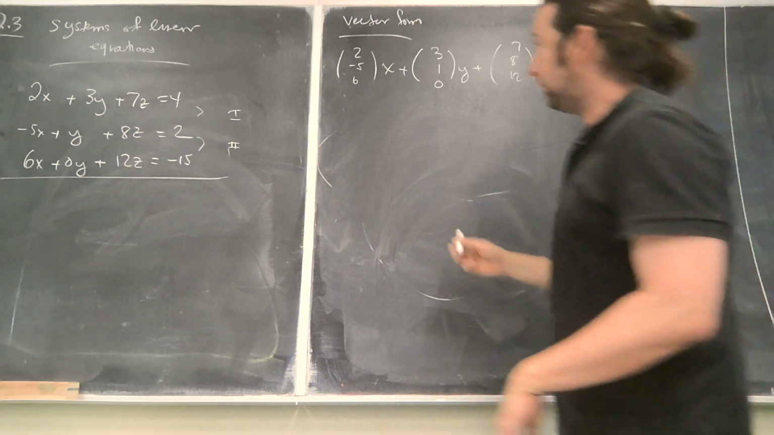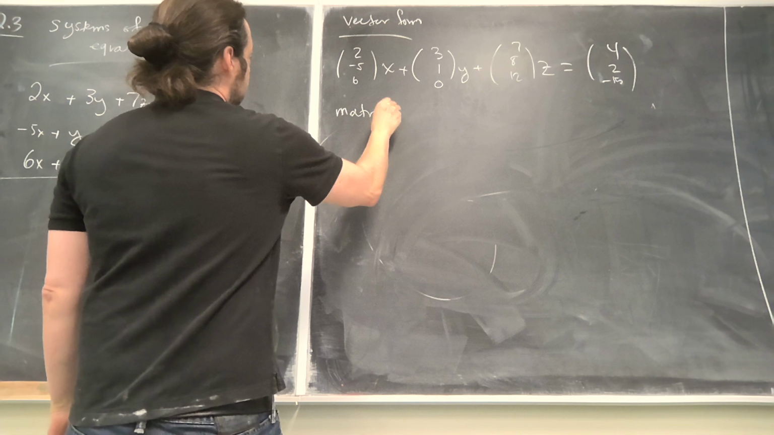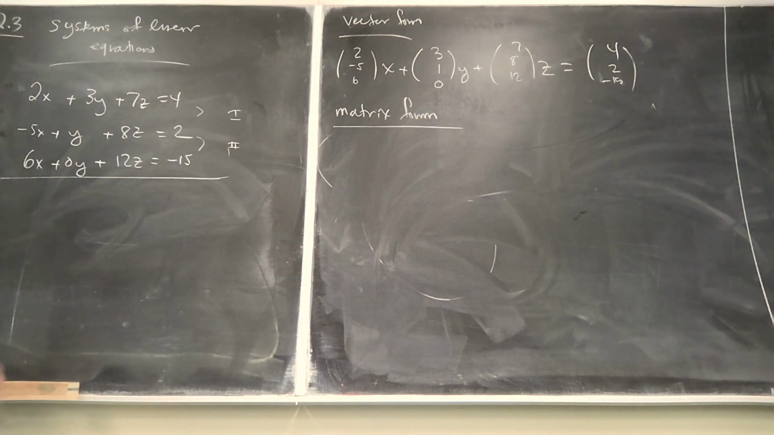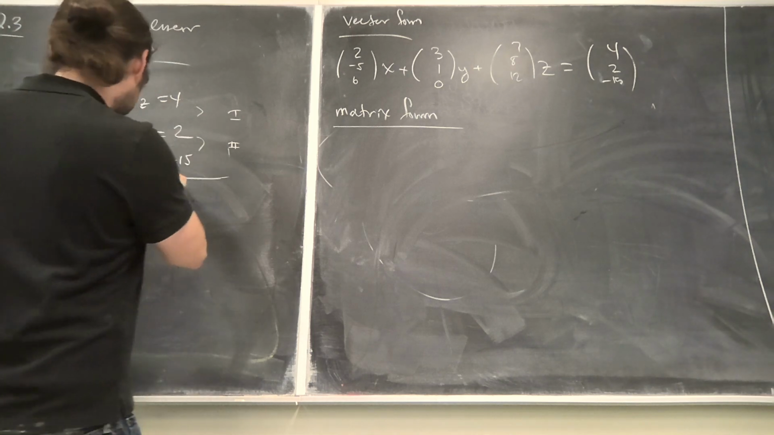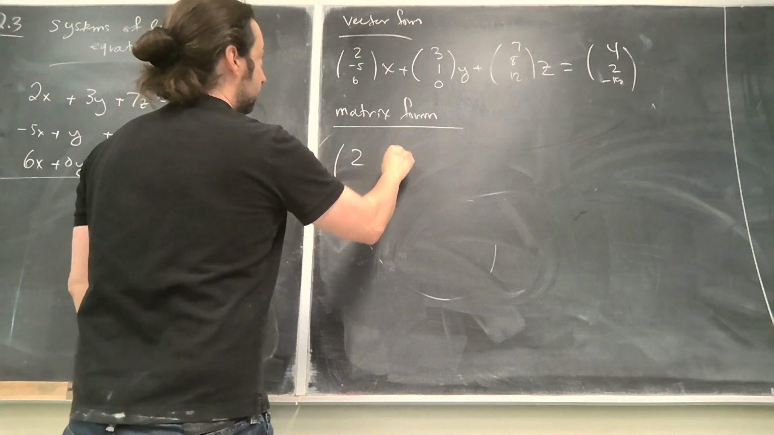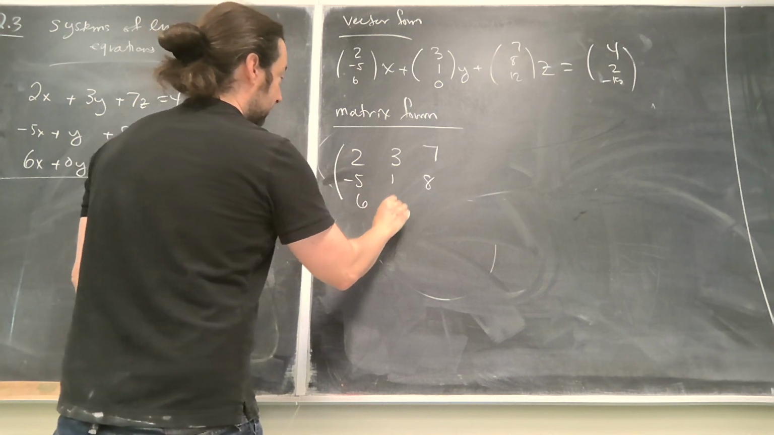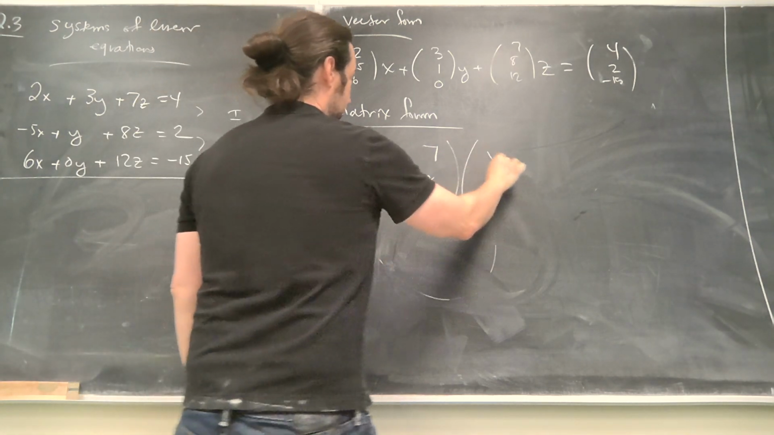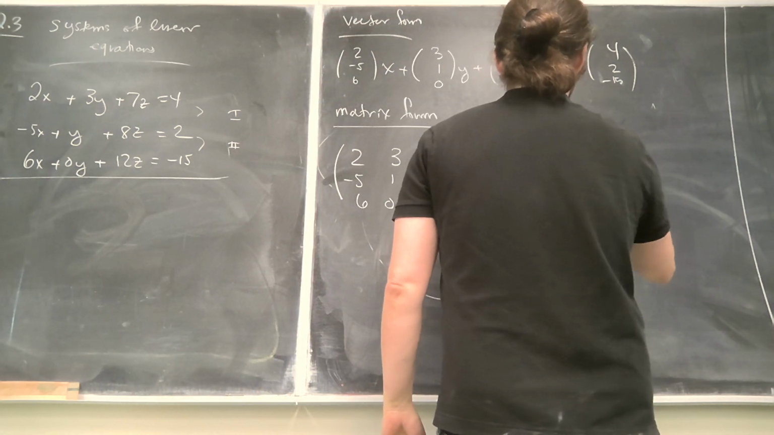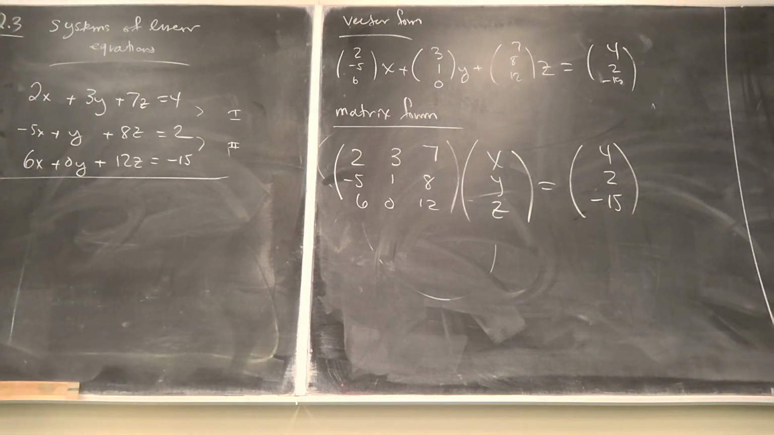The other thing we could do, now that we know about matrix multiplication, is we can put this into matrix form. So in matrix form, I could observe that this same setup, or this vector equation, has the same answers that this does. 2, 3, 7, minus 5, 1, 8, 6, 0, 12, times x, y, z is equal to 4, 2, minus 15. That's the matrix form of the equation.